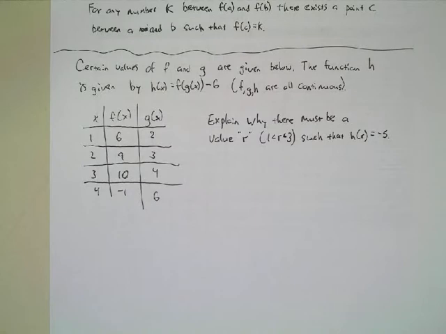Question? How does it work? Because -5 isn't like a point on... -5 doesn't look like it's between anything. Right, and so we don't have to find... It does not say find the value of r such that h of r equals -5. We just have to explain why there must be a value r such that h of r equals -5. So we need to just show that some r exists that would give us -5. We don't actually have to find what the value is. Let me show you. Okay, we're going to do it here.